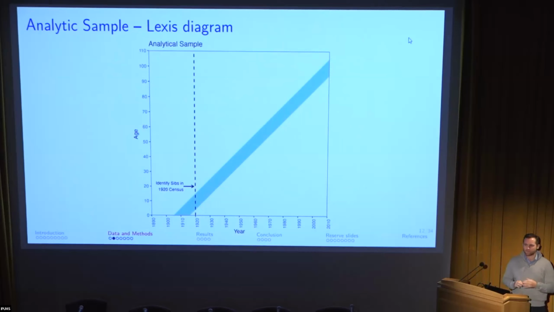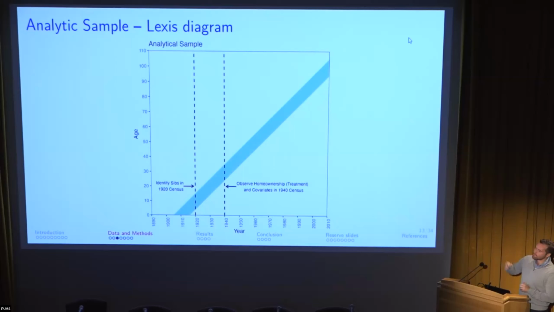Just to step through this with the Lexis diagram, a classic tool from demography: on the x-axis here, we have year. On the y-axis, we have age. And the cohort that we're studying is highlighted here in blue. We're first identifying these siblings in 1920. Then we're observing homeownership, which is going to be the treatment, and other covariates in the 1940 census. And then finally, in this window of 1975 to 2005, so approximately between the ages of 65 onwards, we're observing deaths.